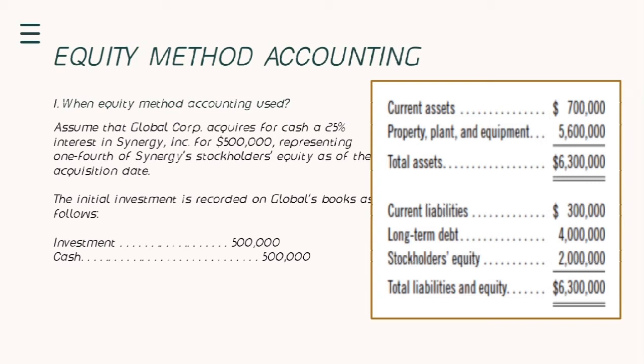The primary differences between consolidation and equity method accounting arise in the level of detail reported in the financial statements, because the consolidation process does not affect either total stockholders' equity or net income of the investor company. So now, assume that Global Corporation acquires for cash a 25% interest in Synergy Incorporation for 500,000, and it is representing 1/4 of Synergy's stockholders' equity as of the acquisition date. The investment is therefore acquired at book value.